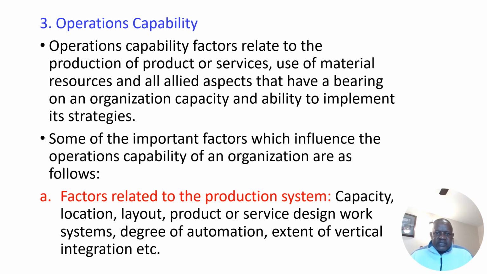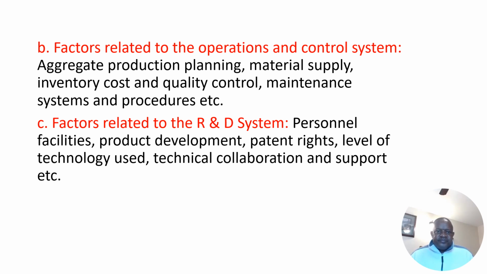Some of the important factors which influence the operations capability of an organization are as follows: factors related to production system, capacity, location, layout, product or service design, work systems, degree of automation, extent of vertical integration, etc. Other factors that are related to operational capability include aggregate production planning, material supply, inventory cost and quality control, maintenance systems and procedures, etc.